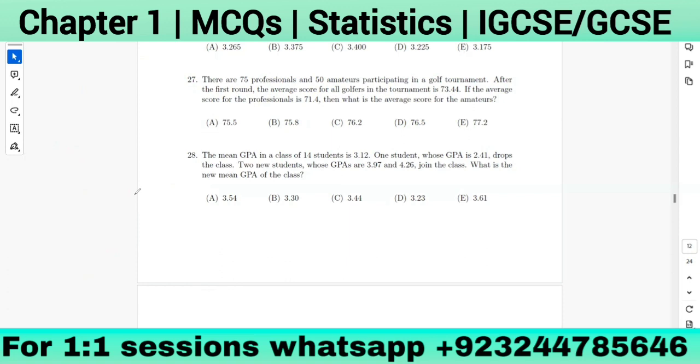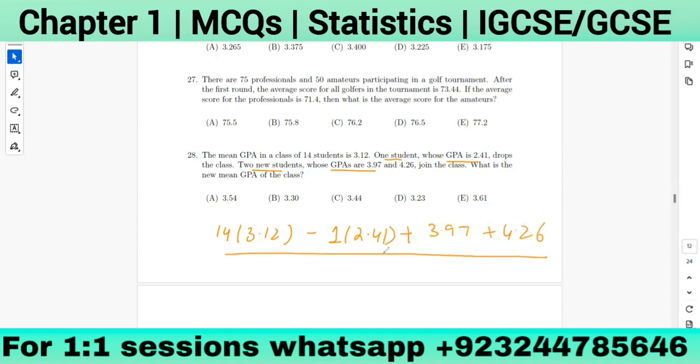Okay. Mean GPA in a class of 14 students is 3.12. For 14 students, the GPA is 3.12. One student whose GPA is 2.41 leaves the class. Because he leaves the class, therefore I subtract it. Two new students whose GPAs are 3.97 and 4.26 join the class. So two new students are added, one with 3.97 and one with 4.26.